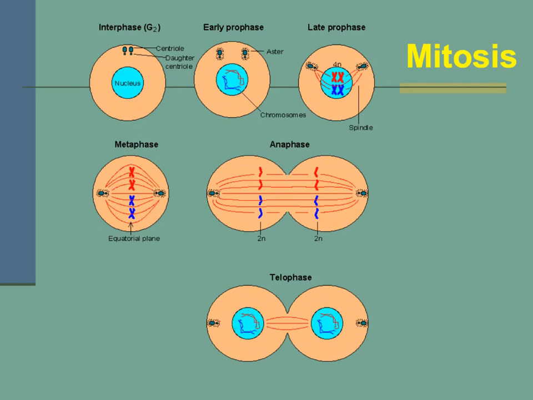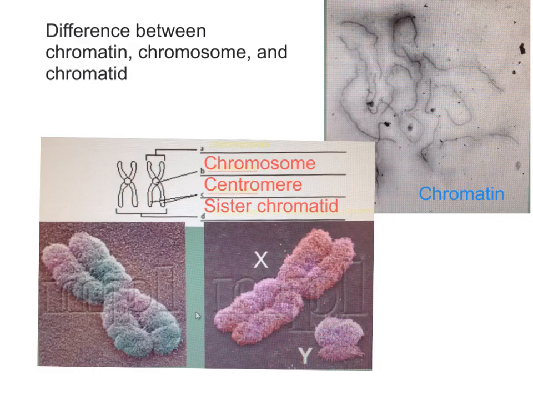If this is an animal cell, we will see cleavage furrows, which is this pinching off area. If it's a plant cell, we will see a cell plate beginning to form that will separate the two cells. Now before we move on, I do want to stop and go over the difference between chromatin, chromosome, and chromatid.